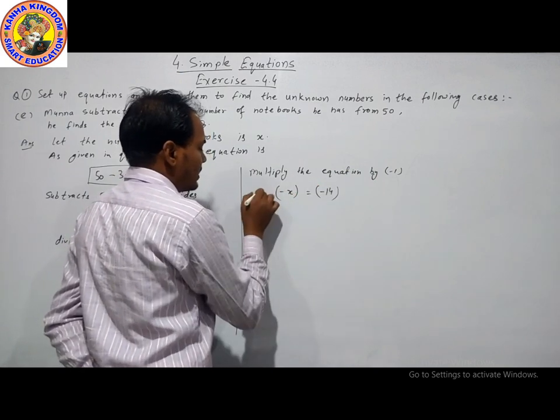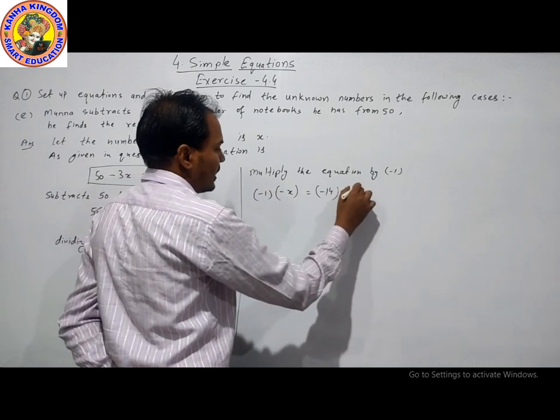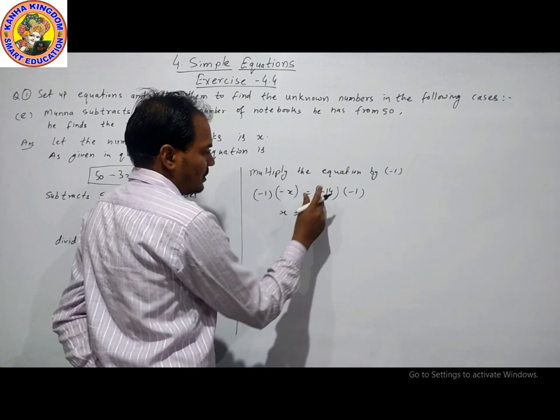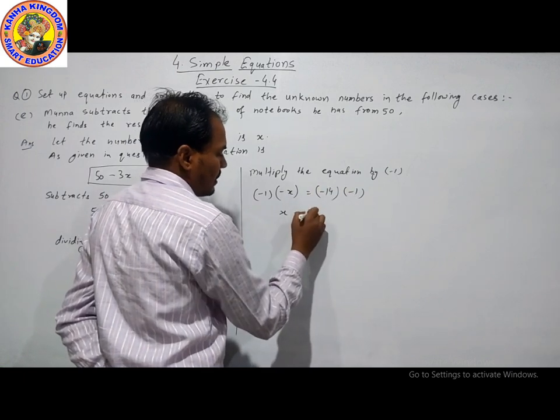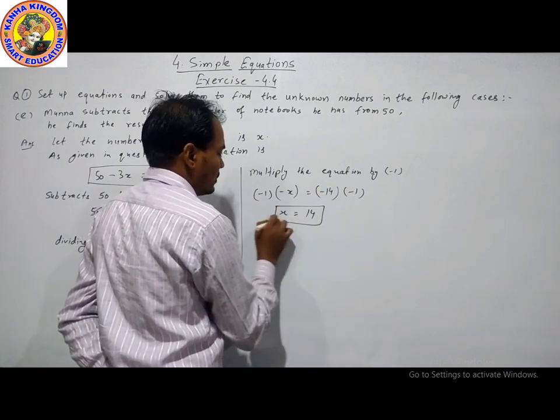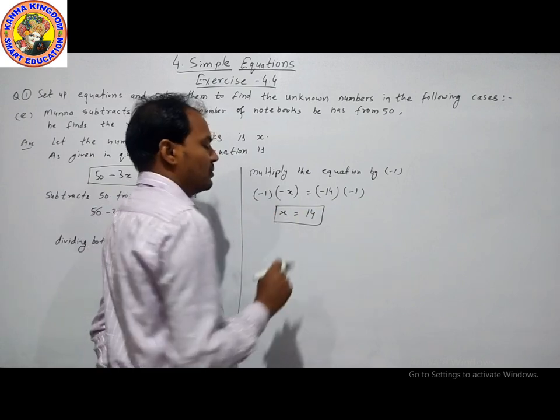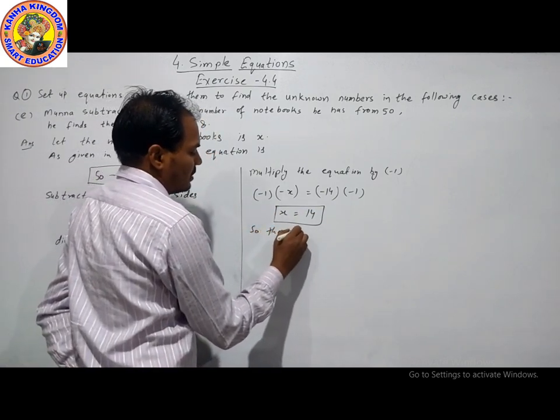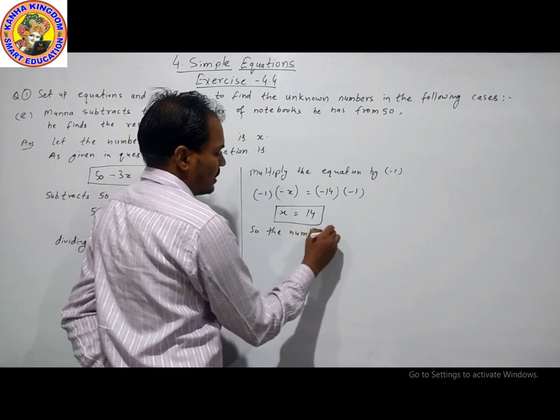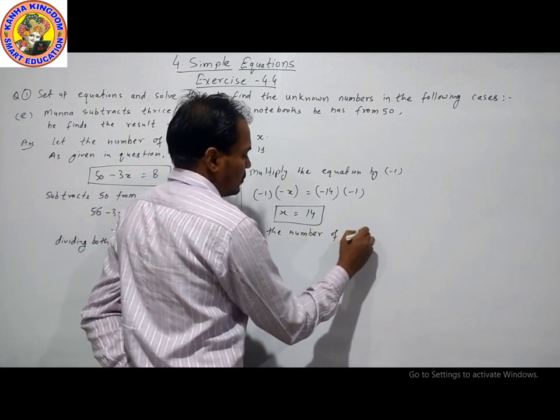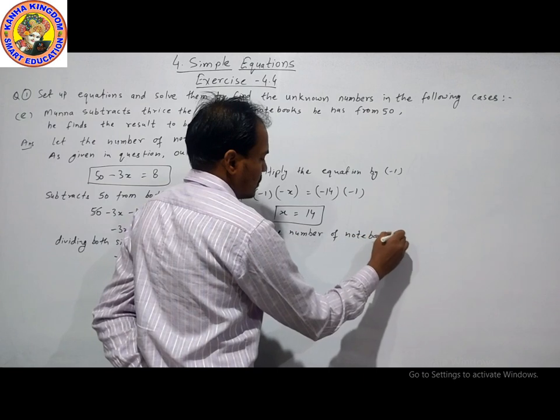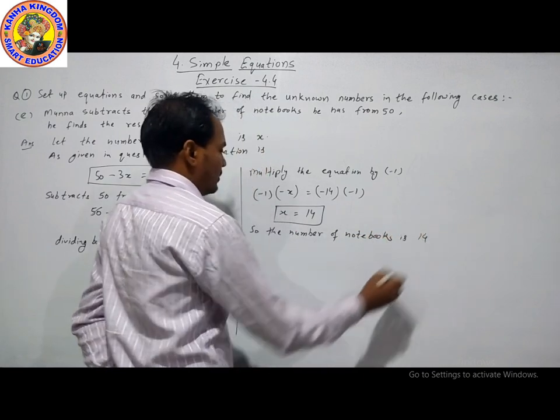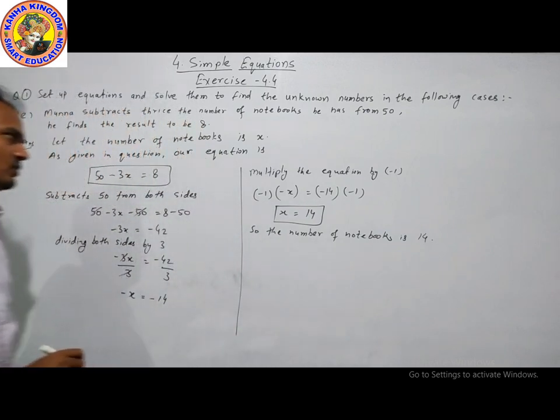This is our equation. Now we will multiply by minus 1. Minus into minus plus, minus into minus plus. So the answer is x is equal to 14. So the number of notebooks is 14. This is our answer.